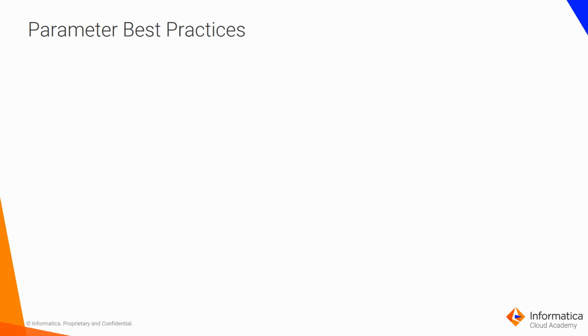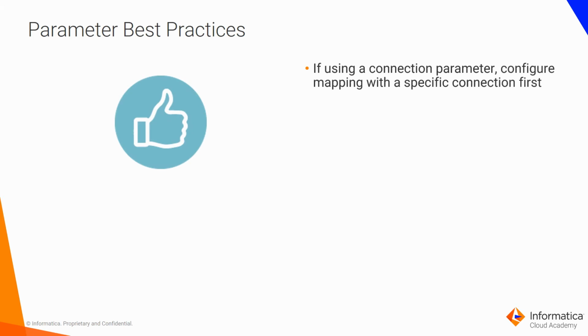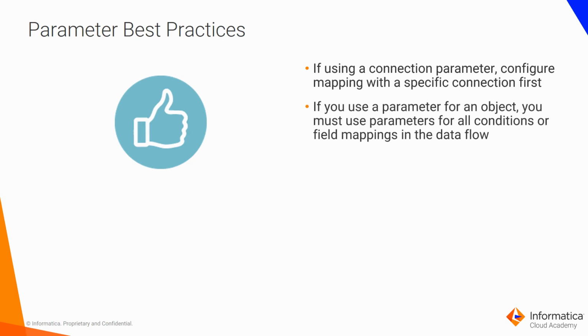Let's see some best practices here. To configure a mapping with a connection parameter, configure the mapping with a specific connection. Then you can select the source, target, or lookup object that you want to use and configure the mapping. After the mapping is complete, you can replace the connection with a parameter without causing changes to other mapping details. When you use a parameter for an object, use parameters for all conditions or field mappings in the data flow that use fields from the object.